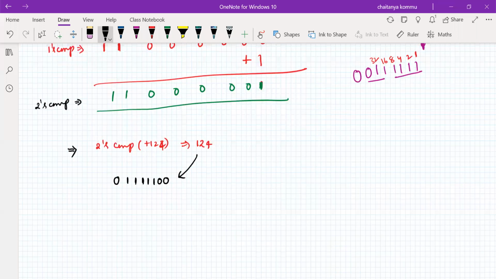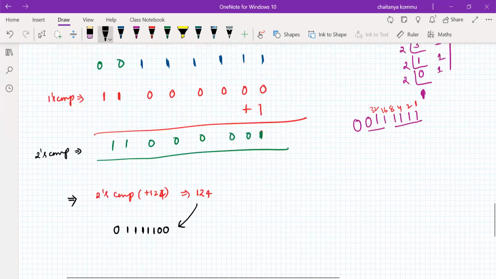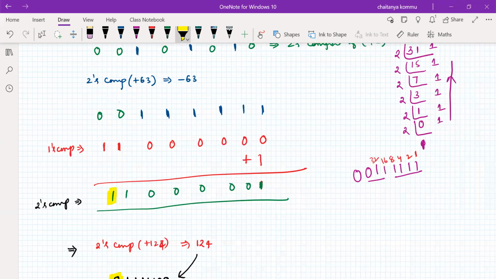So therefore we can look at this MSB. If you observe that it is 0, it represents a positive number. You look at here, if the MSB is 1, it represents a negative number.